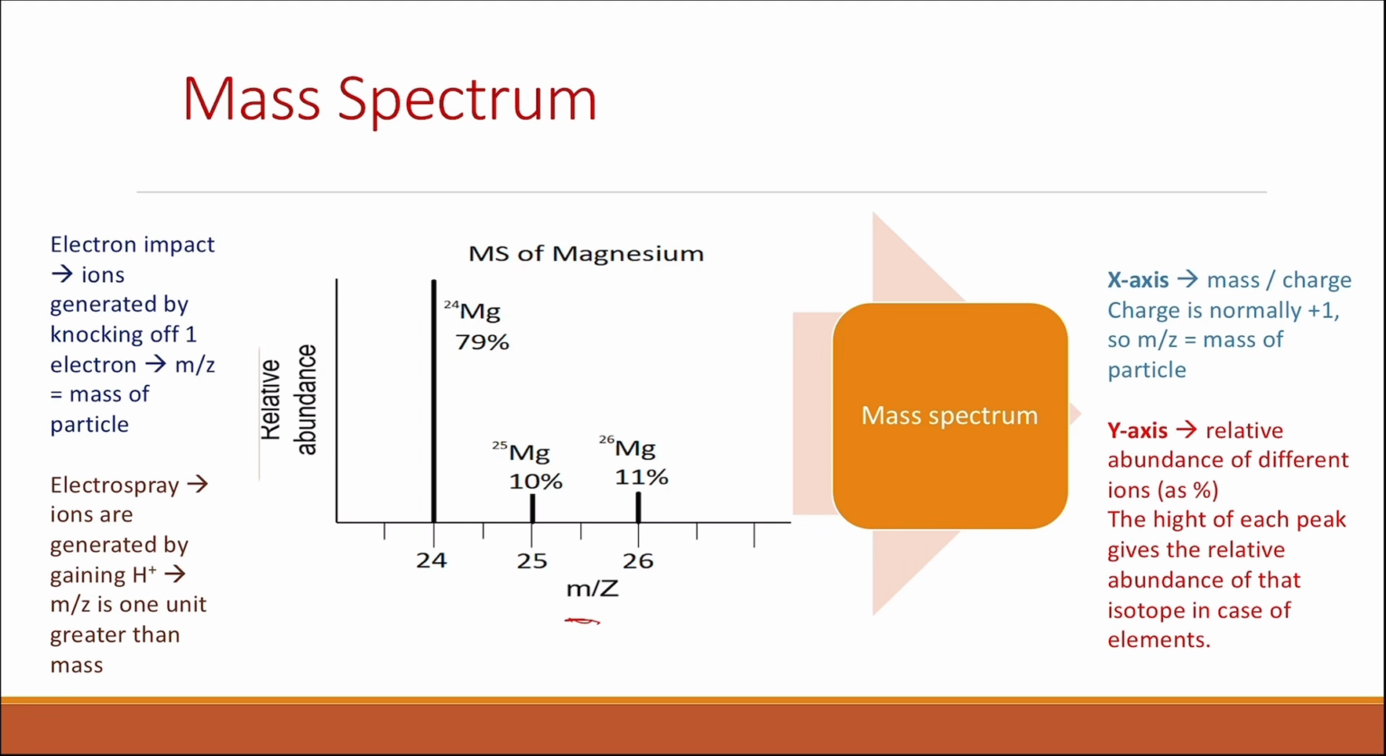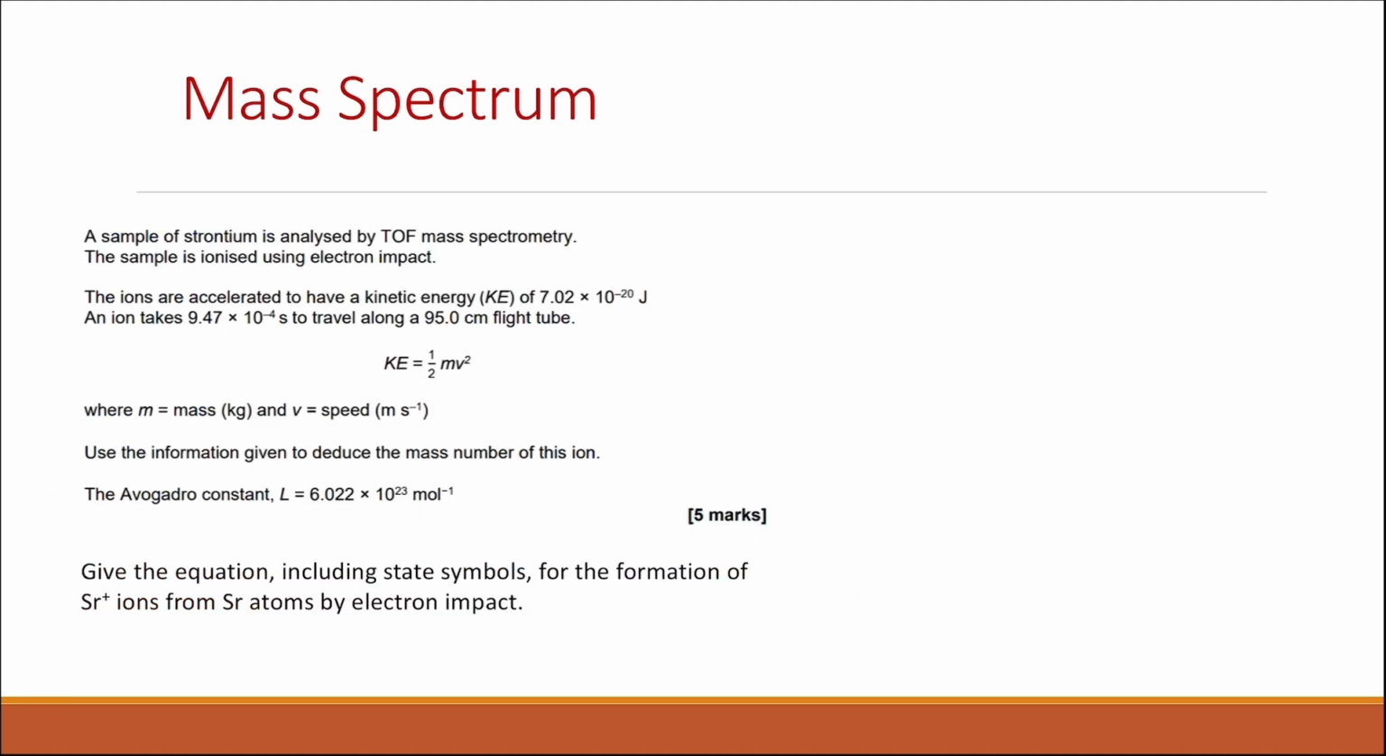In the case of electron impact, the ions that we detect, the m over z, will be the mass of that particular ion. But if we use the electrospray, the m over z will be the mass +1 because we added a hydrogen ion now. This is very important when we calculate the mass of the particles, or the relative atomic mass, or the mass of the isotope, when they ask us to do this.